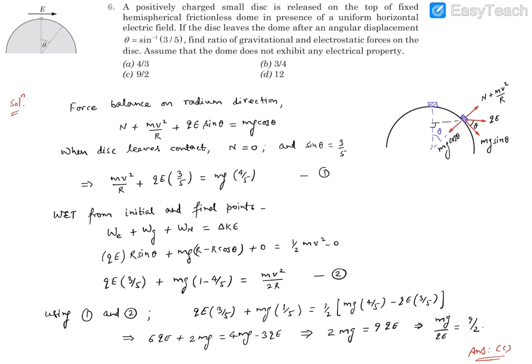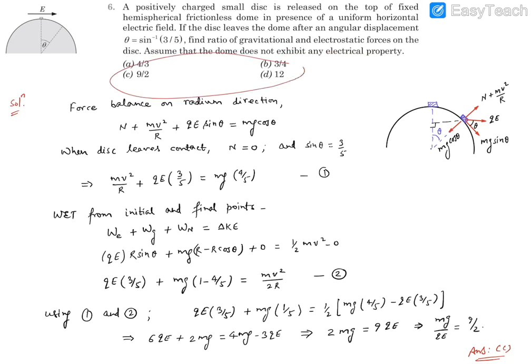Question number 6 reads: a positively charged disk is released on top of a fixed hemispherical frictionless dome in presence of a uniform horizontal electric field. This thing has been shown in this figure. If the disk leaves the dome after an angular displacement theta is equal to sine inverse 3 by 5, find the ratio of gravitational and electrostatic forces on the disk. Assume that the dome does not exhibit any electrical property.